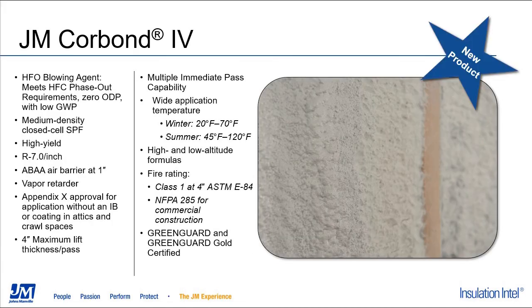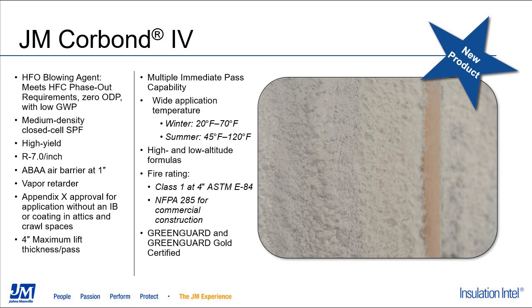Our newest spray foam product to join the portfolio is Johns Manville Corebond 4. We are excited to bring the superior performance of Corebond 3 in order to meet the needs of changing blowing agent requirements around North America. The main difference between Corebond 3 and Corebond 4 is the blowing agent that is trapped inside each one of those cells in the foam. Corebond 4 uses the next generation hydrofluoroolefin, or HFO, blowing agents in order to meet all of the HFC phase-out requirements. The new Corebond 4 has a zero ozone depletion potential, and it also has a low global warming potential. This product can be sold anywhere in the United States in order to meet the changing regulations.